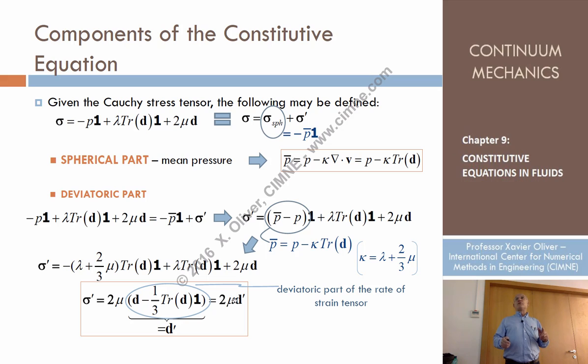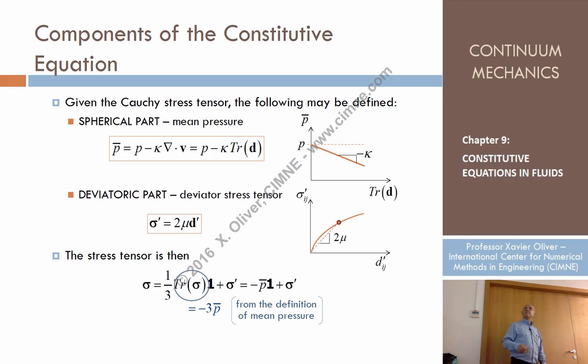And of course, whenever mu is equal to 0, we have no deviatoric part of the stresses. So the only part that exists in the case of mu equals 0 is the spherical part of the stresses, which is the one coming from the thermodynamic pressure here, plus the one coming from the trace term here.